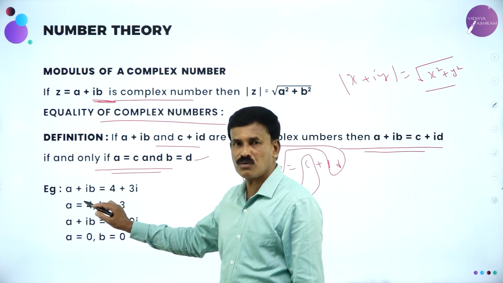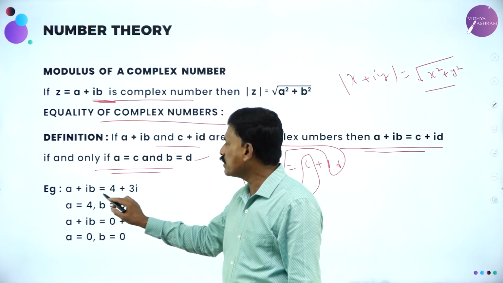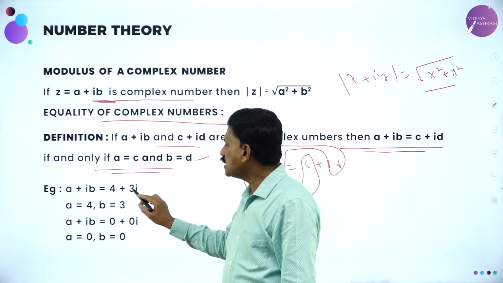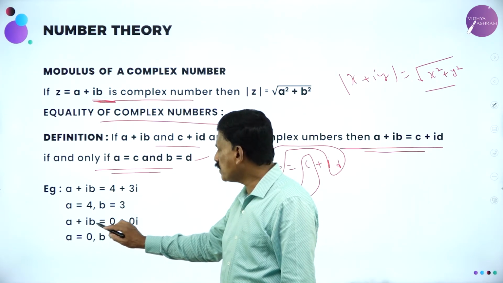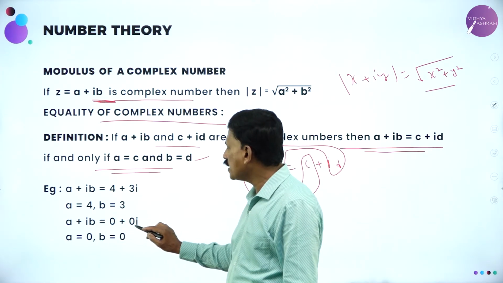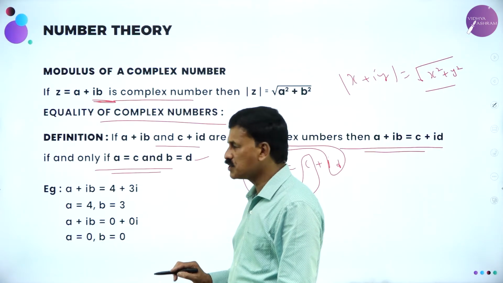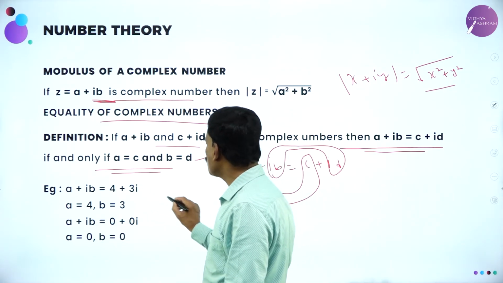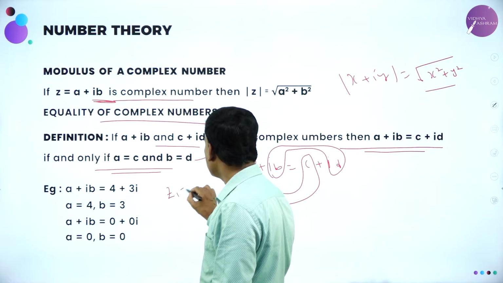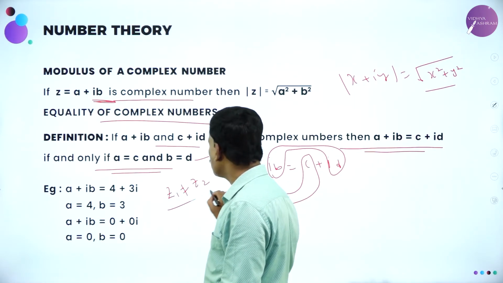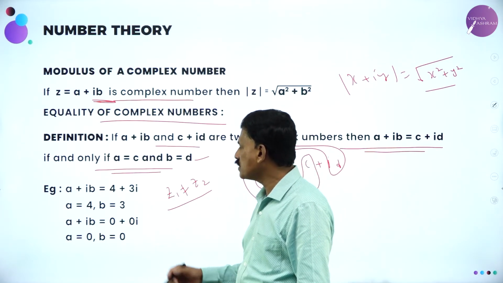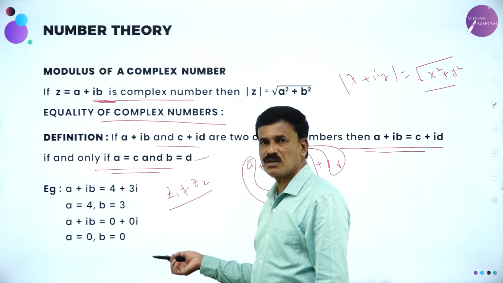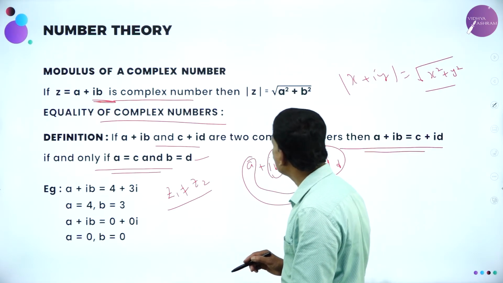Let us consider a complex number. For example, a plus ib is equal to 4 plus 3i, where a is equal to 4 and b is equal to 3. If a plus ib is equal to 0 plus 0i, a is equal to 0 and b is equal to 0, these two are not equal. These two complex numbers, z1 is not equal to z2, because the first complex number is 4 plus 3i, the second complex number is 0 plus 0i, therefore they are not equal.